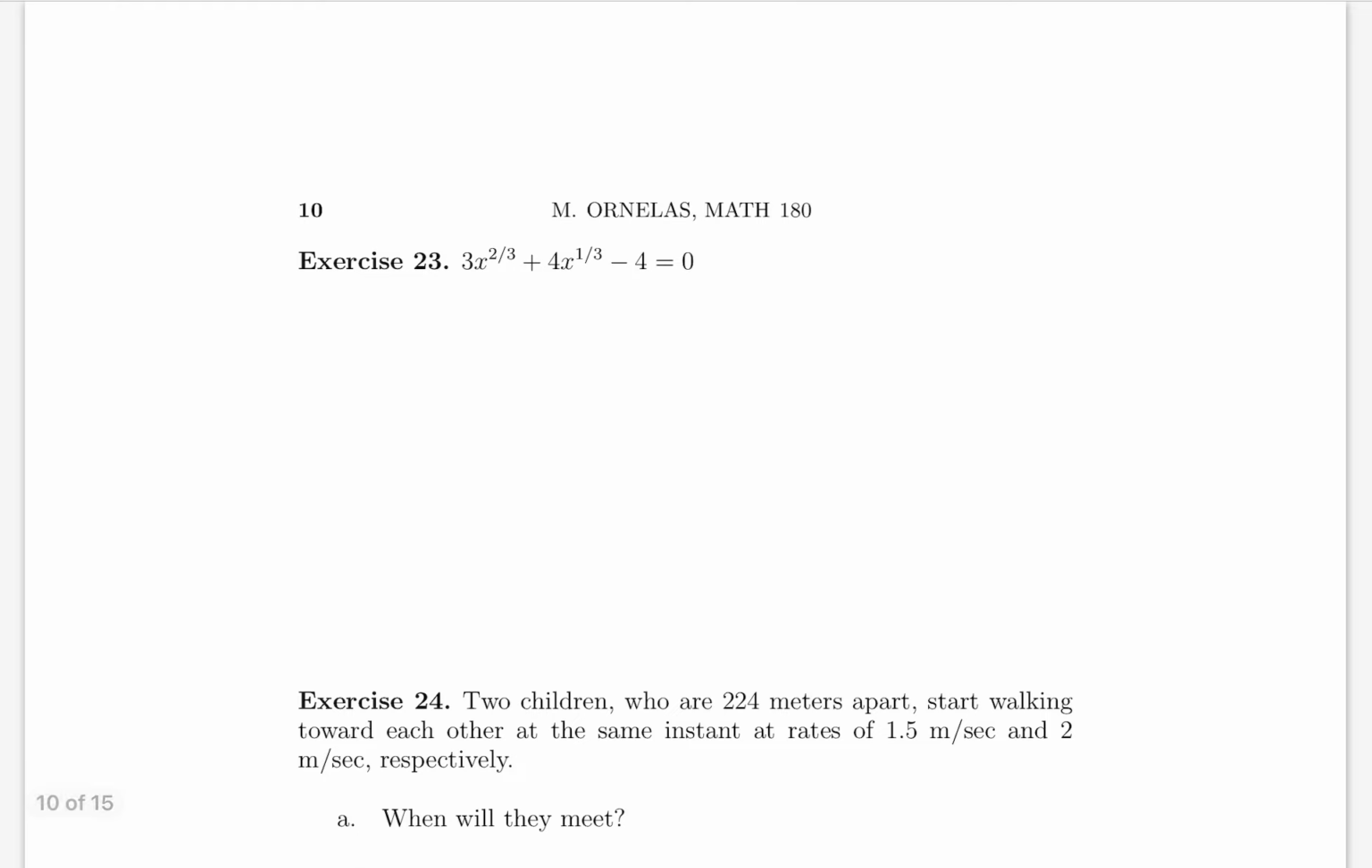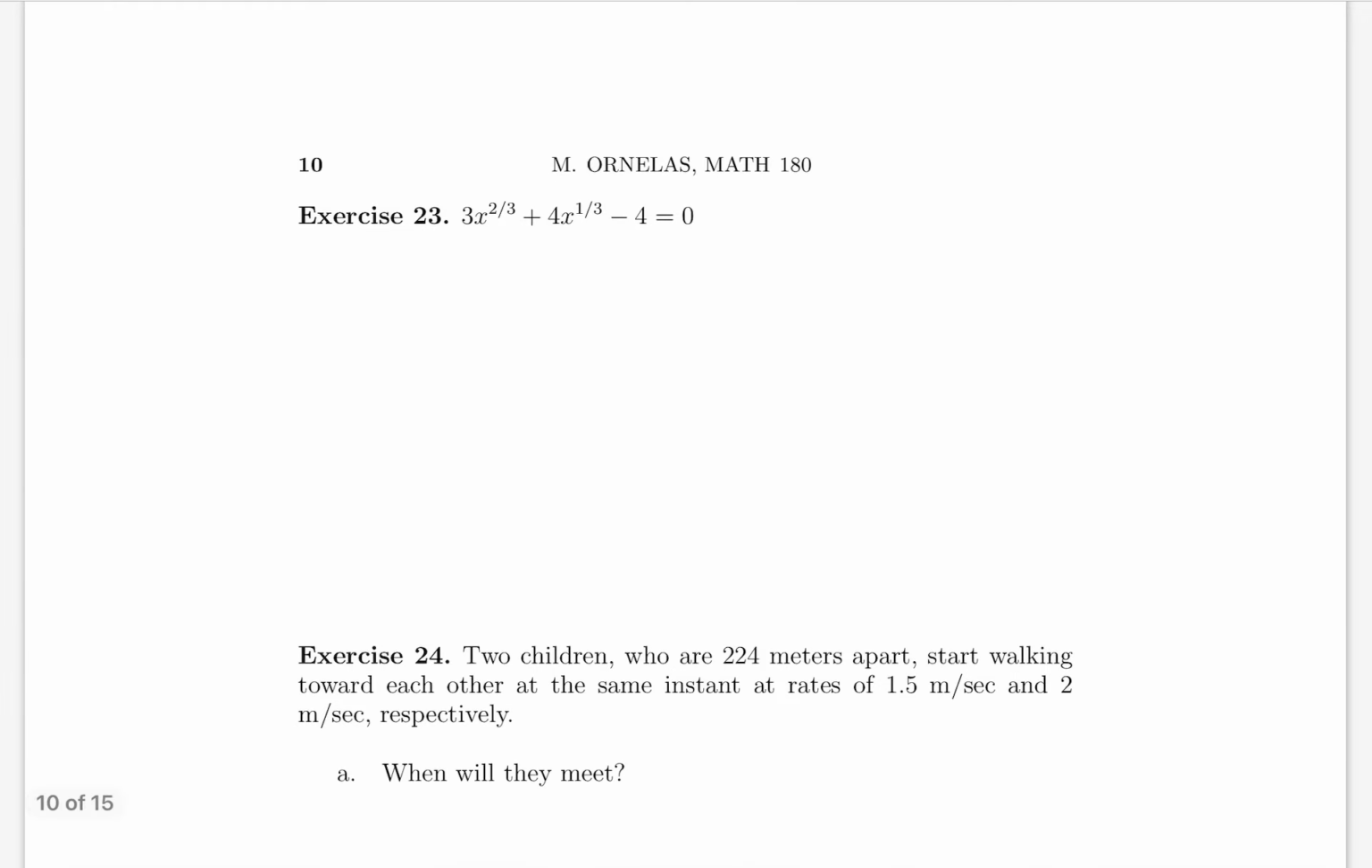Okay, now we have an equation that involves rational exponents. So in this kind of situation, you want to just treat this as a trinomial. I would do a u substitution. So let's let u equal this middle variable. So that's going to be x to the 1/3. And you'll see why in a second, why I'm doing that.